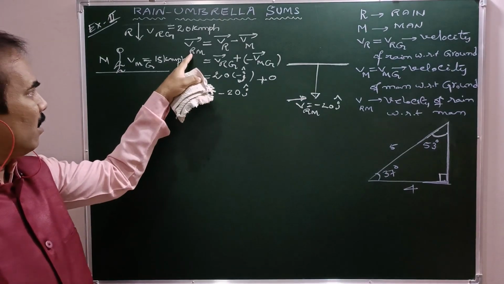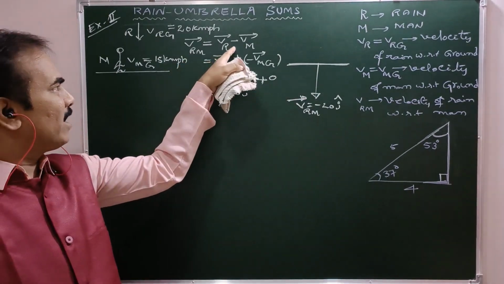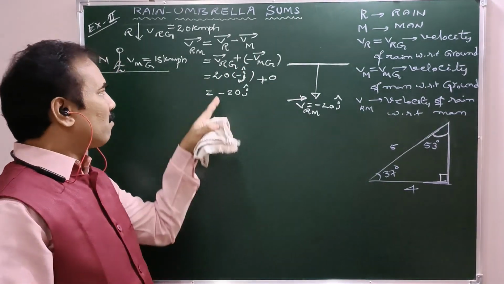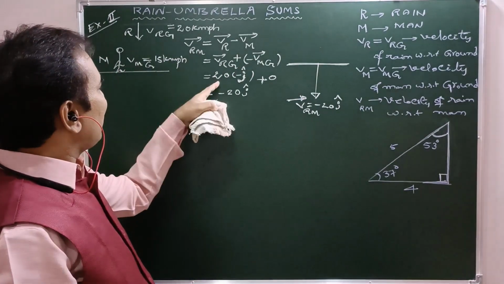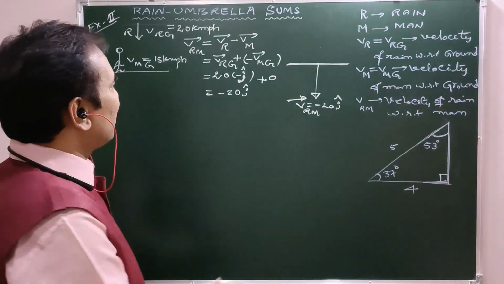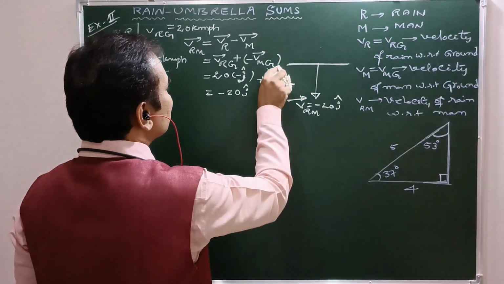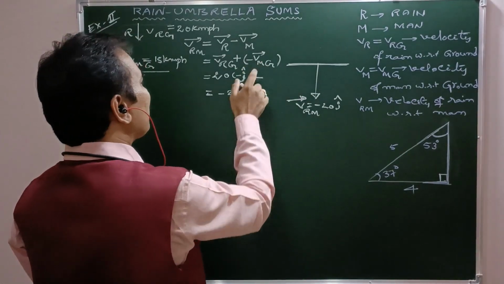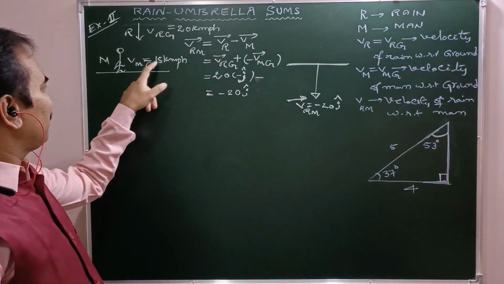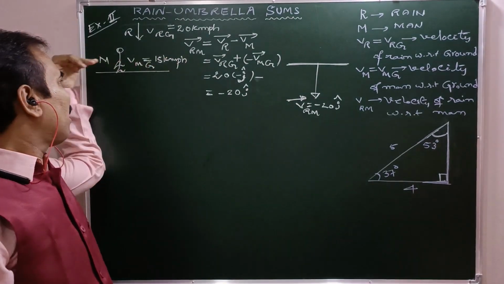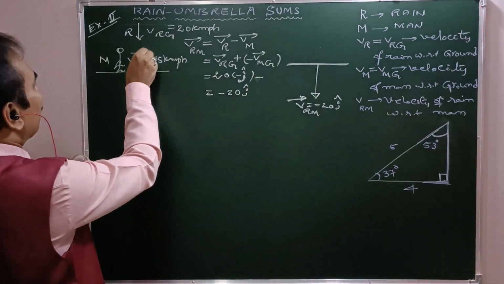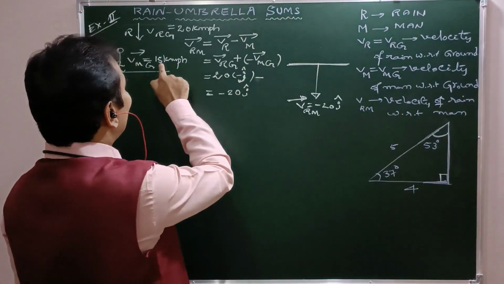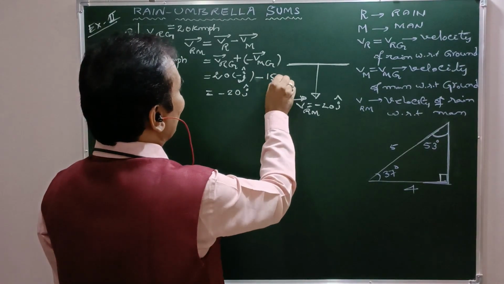By definition, as usual, Vrm is equal to Vr bar minus Vm bar, that is equal to Vrg plus of minus Vmg bar. That is equal to 20 into minus j cap, plus of minus Vmg. What is Vmg? 15 kmph, and the direction is along the positive x-axis. So plus or minus 15 i cap.